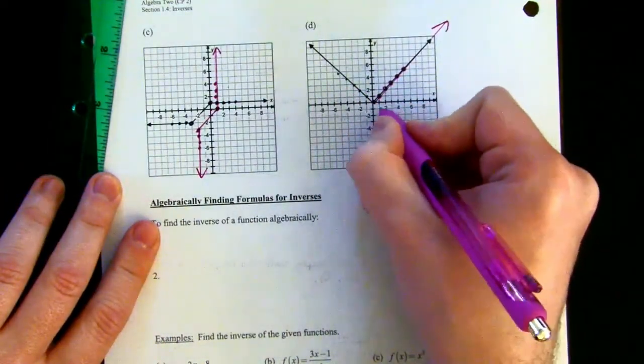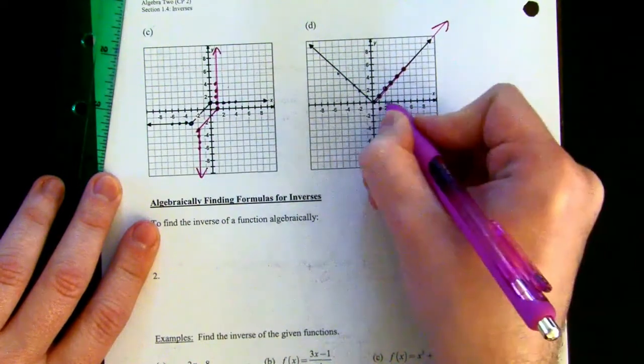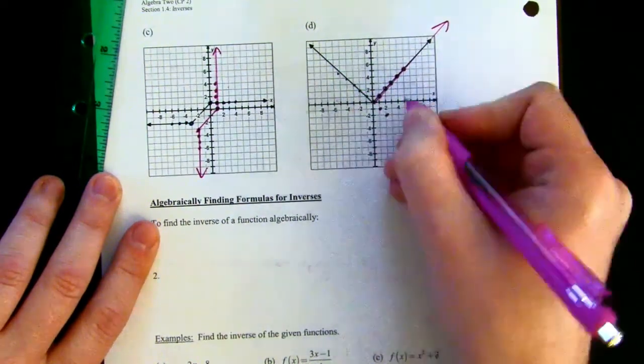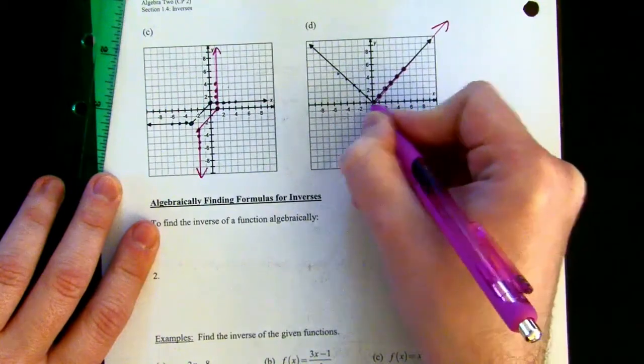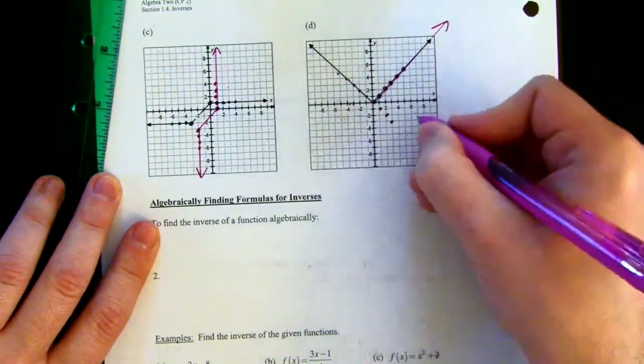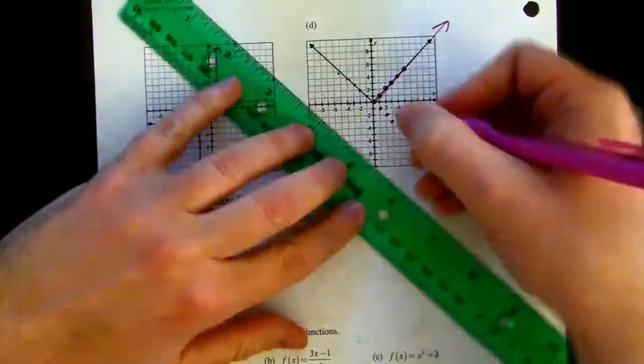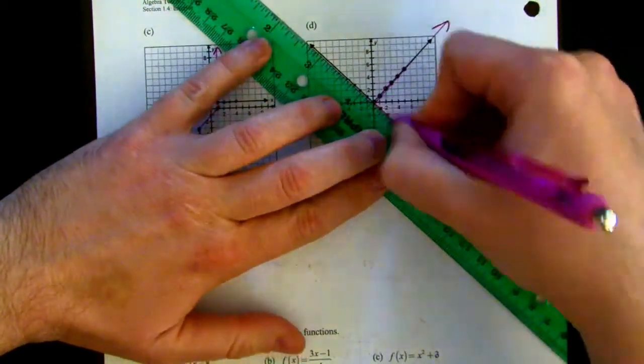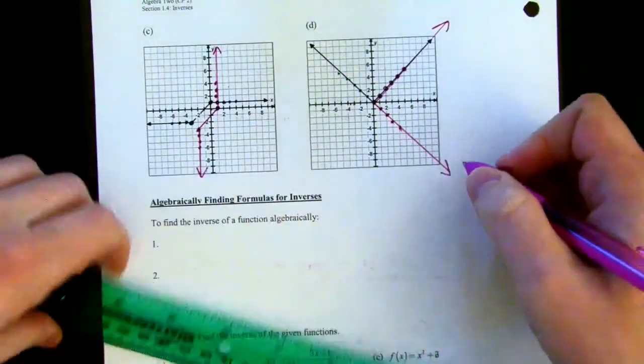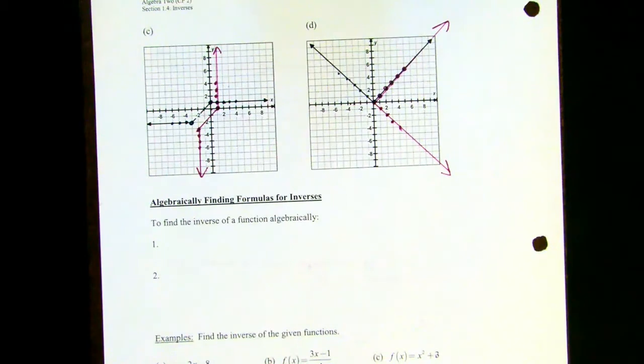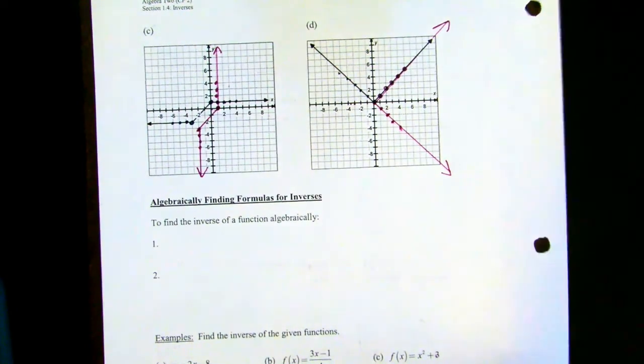-1, 1 becomes 1, -1. -2, 2 becomes 2, -2. -3, 3 becomes 3, -3. -4, 4 becomes 4, -4. My inverse is going to end up looking like this. One other thing I want to mention regarding graphing inverses that uses some geometry ideas. Go back to letter A.